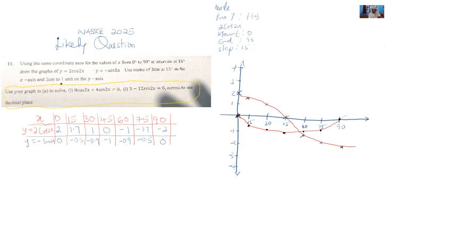The first one is to find the value of x using the graph to solve 8 cos 2x plus 4 sine 2x is equal to 0. Now what you have to do is that you compare this equation with the original one, which is y equals cos 2x. So what can you do to 8 cos 2x to look like 2 cos 2x, and that of 4 sin 2x to look like negative 2 sin 2x?